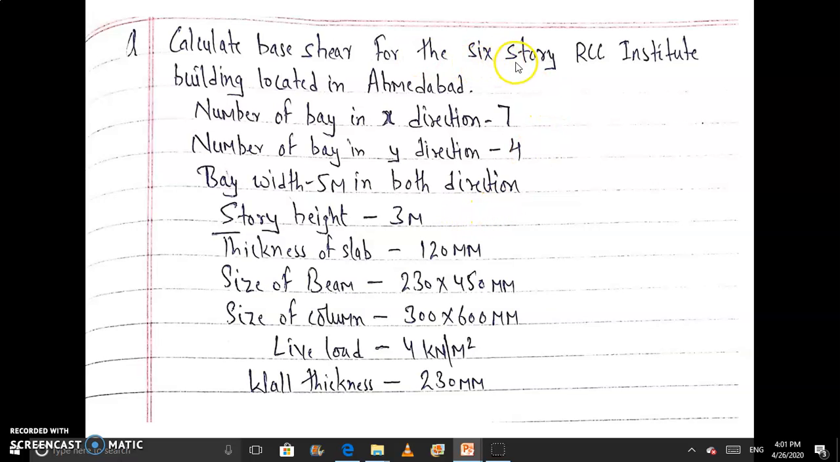Here we have a 6-story building, and this is an institute building which is located in Ahmedabad. This information is used when we find base shear with the formula Ah into W. But in this numerical, first we have to calculate the W. So for calculating the W, first we have to see the plan and elevation.